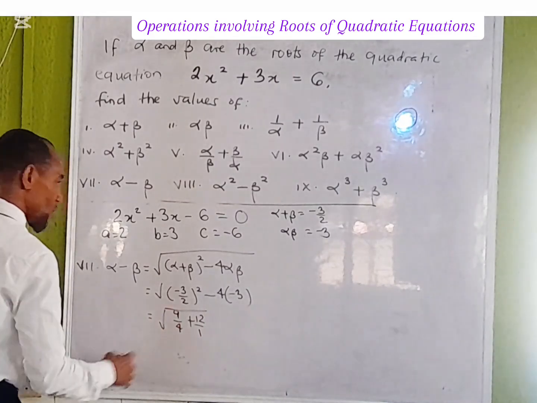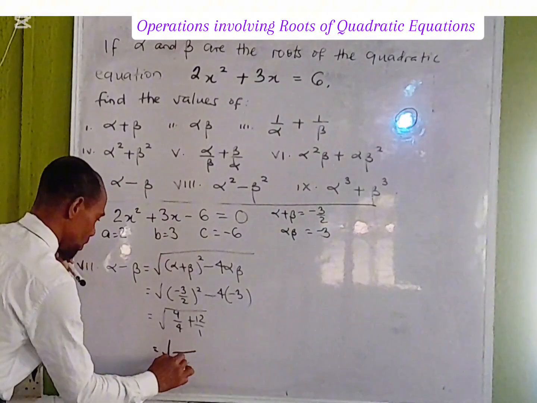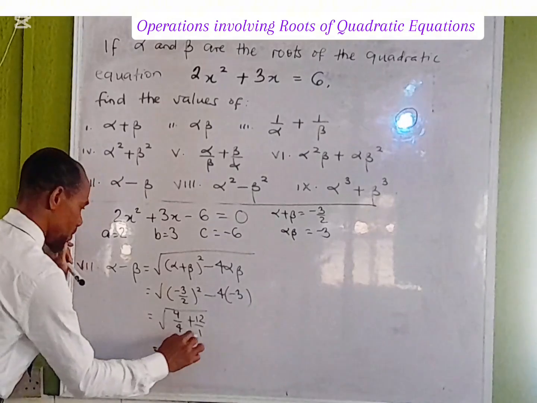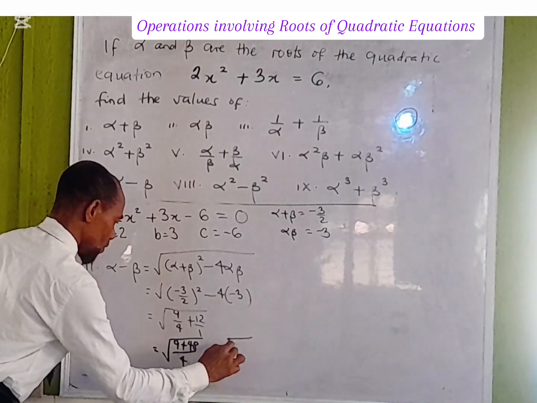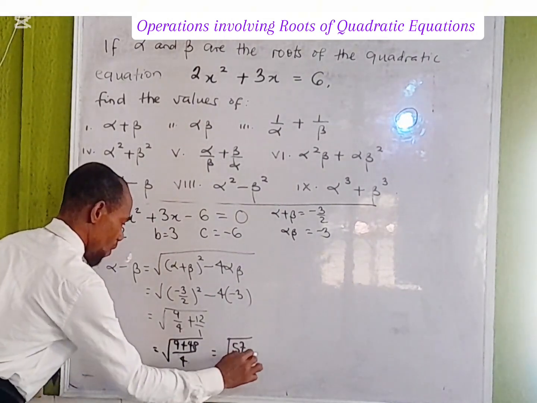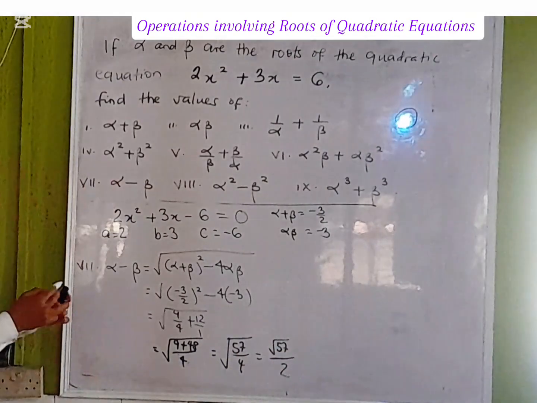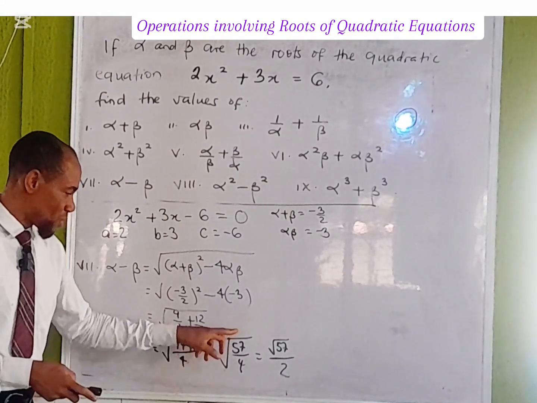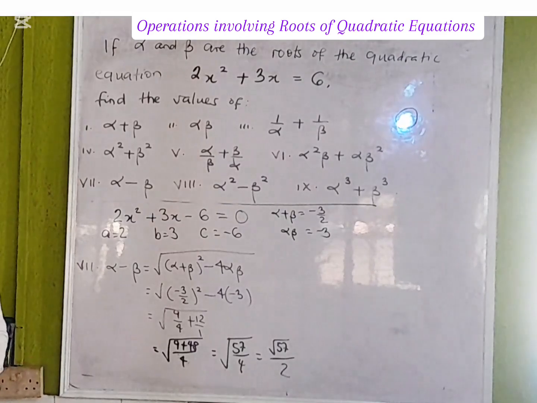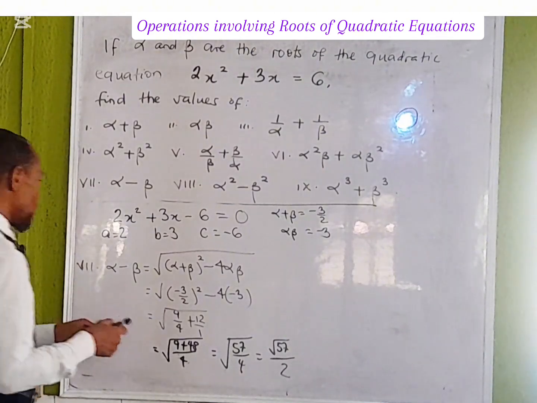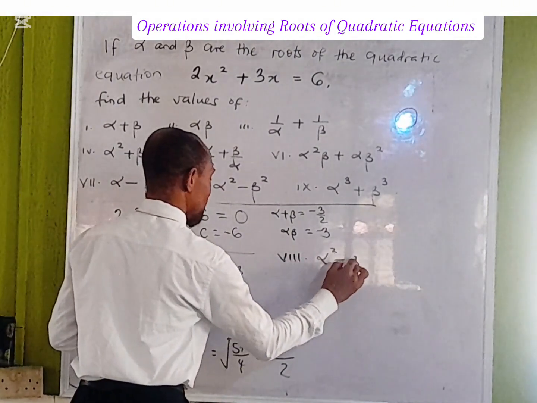So there we're going to have root of, when you take the LCM there, you have 4. That's 9 plus 48. And that's actually root 57 over 4 or root 57 over 2. Look at that. I've done the root of sort there. So the root of numerator, root of 4, denominator remains that. And that's the answer to number 7.